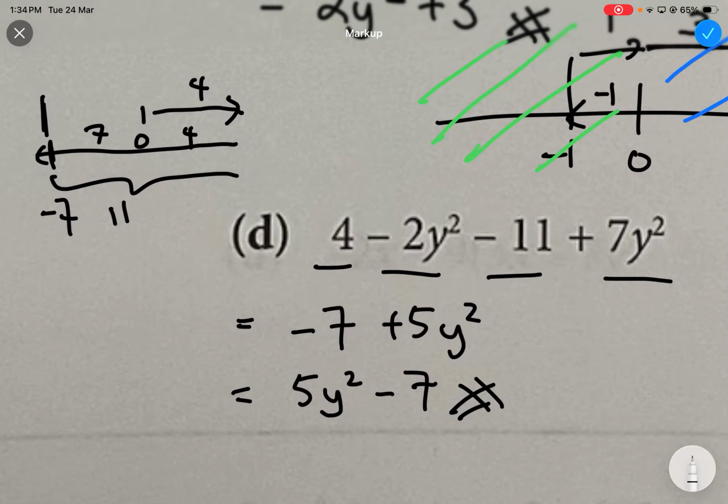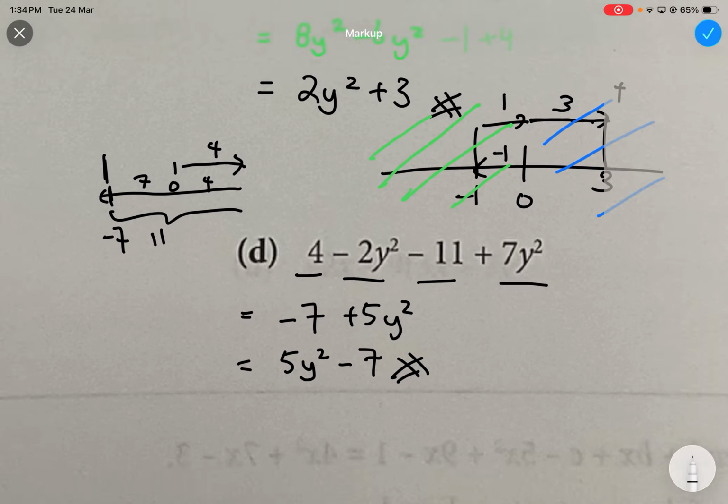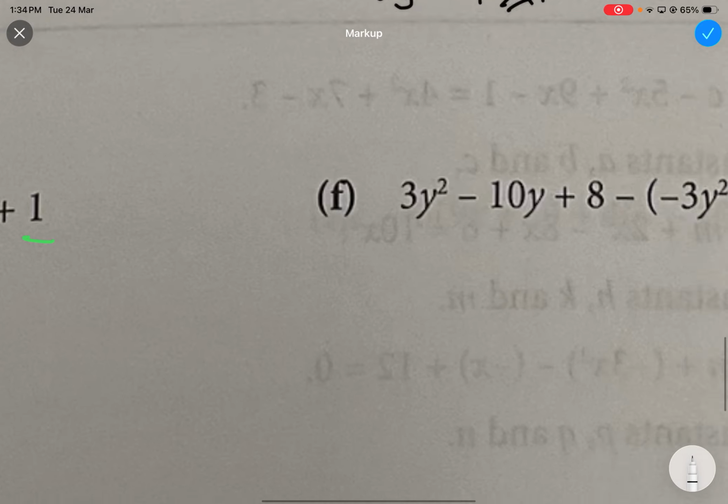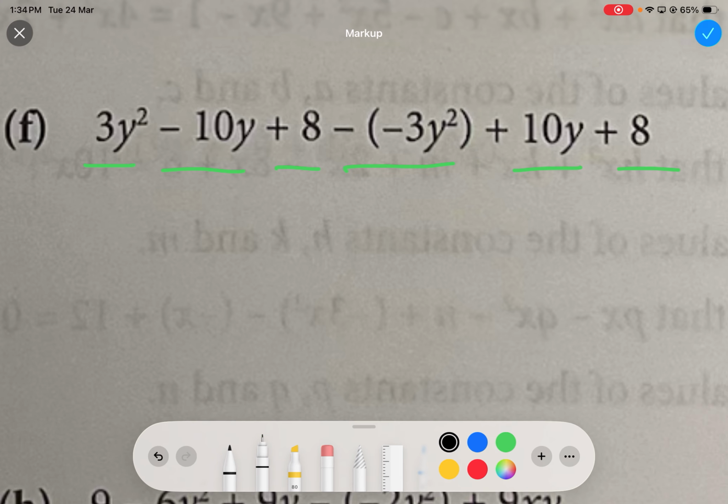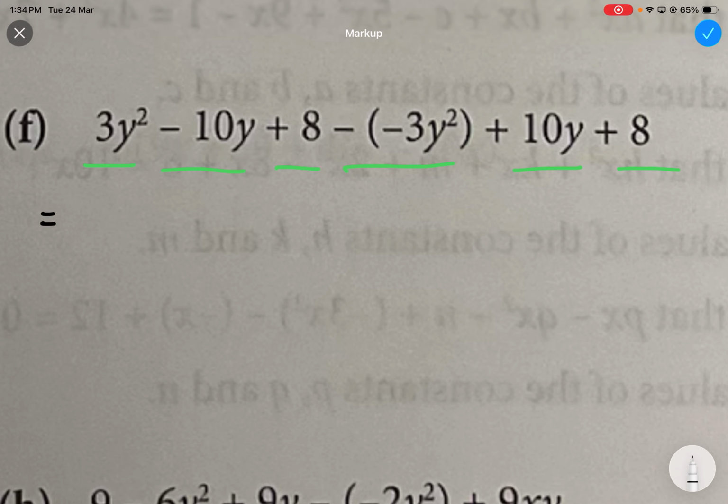For G, same, we start with the x square terms. So I look for all the x square terms. I have a minus x square. I have a plus 4x square. Minus 1 plus 4, so I will still end up in the positive, bigger. But it must minus 1 already. So plus 3x square.